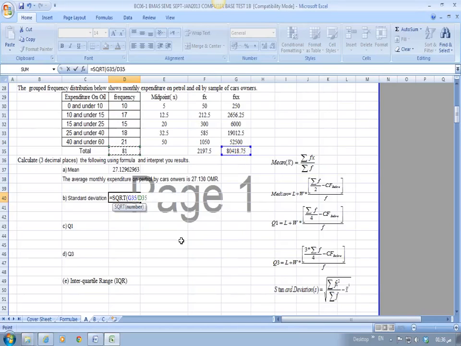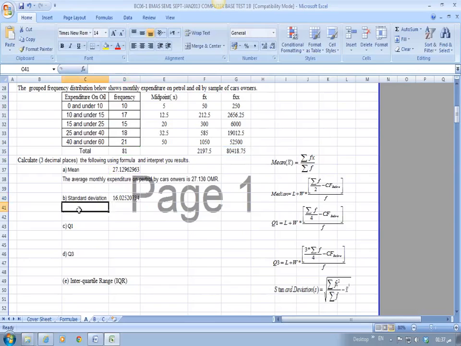Sigma f is the total of the frequency, and sigma fx square is the total of fx square, divided by the total of f, minus x bar square, that means the mean multiplied by itself. Then close the bracket and press enter. This is the answer for the standard deviation.